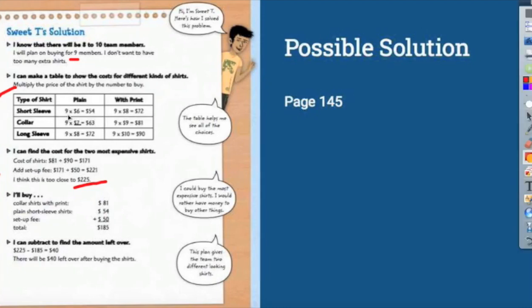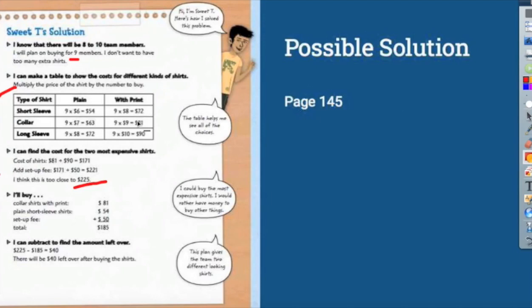So right here he's gone 9 times 6. That 6 comes from looking at how much each short sleeve cost that was plain. The $7 came from each collared shirt that was plain with no print on it. And then the long sleeve was $8 with no print. So multiplying each one of those by 9 because he chose 9 members. The 9 times 6 was 54, the 9 times 7 being 63, and 9 times 8 being 72. So this is where it comes in that we needed to know our multiplication.